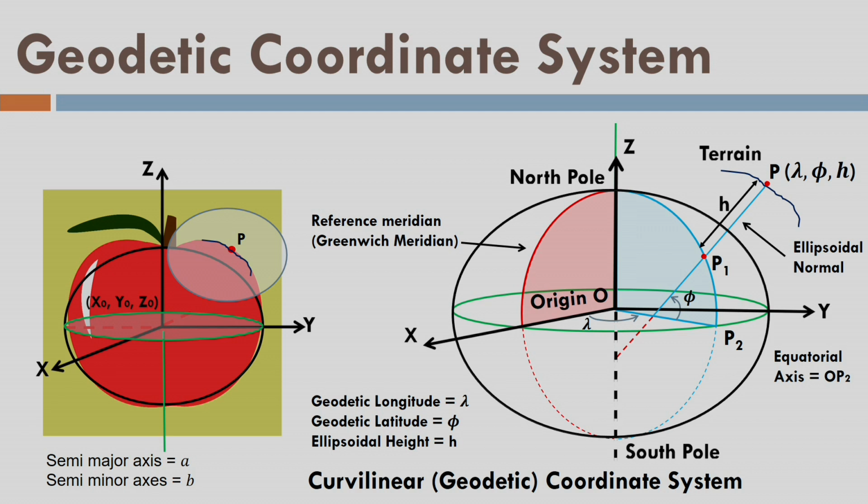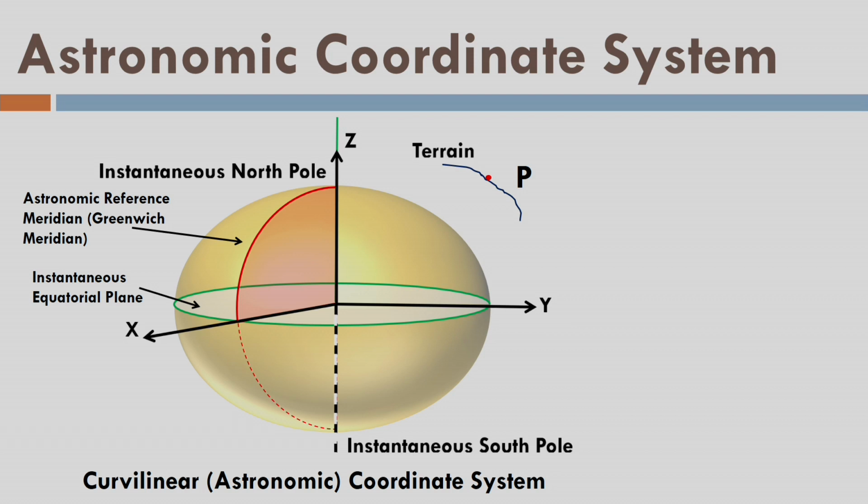So, I have a geodetic longitude lambda, geodetic latitude phi and ellipsoidal height h. Well, this kind of figures are available in the book. Let us go to the astronomic coordinate system.